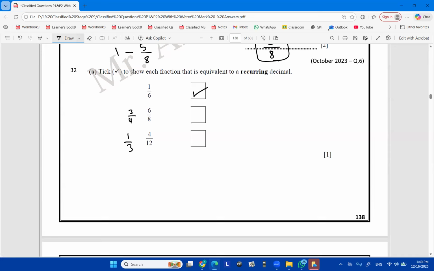Then it is terminating. Don't put a tick. Next one, 1 over 3. Mister, no, this has neither 2 nor 5. It has something other than 2 and 5. The prime factors of the denominator have something other than 2 and 5. Then, Mister, it is recurring. So take the first, take the last, don't put anything in front of the second.